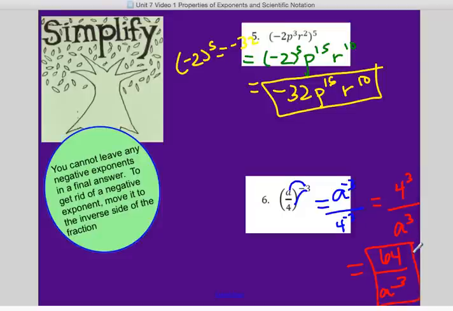So this is the end of the part of the notes on simplifying exponents, or properties of exponents. If you have any questions, please write them down. Otherwise, we're going to move on to scientific notation.